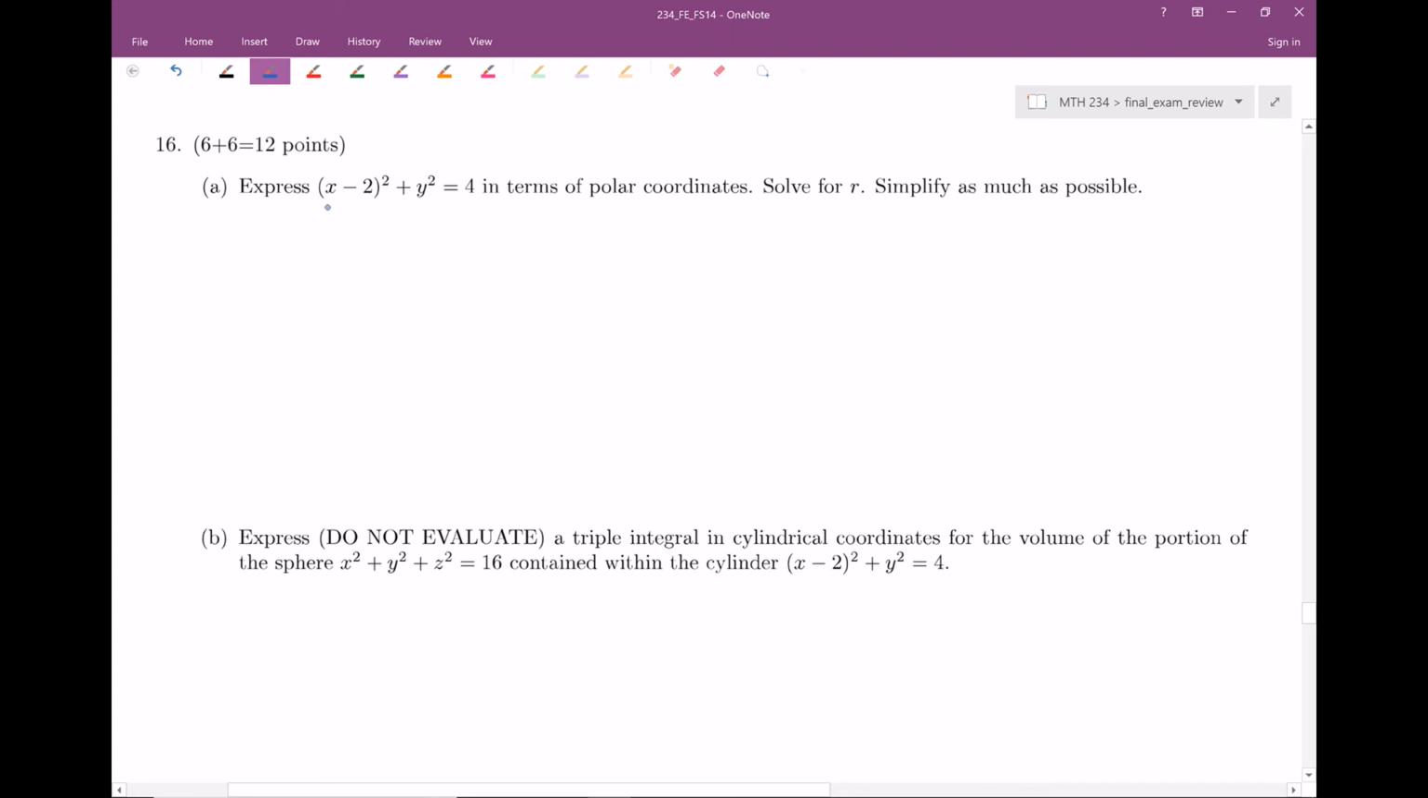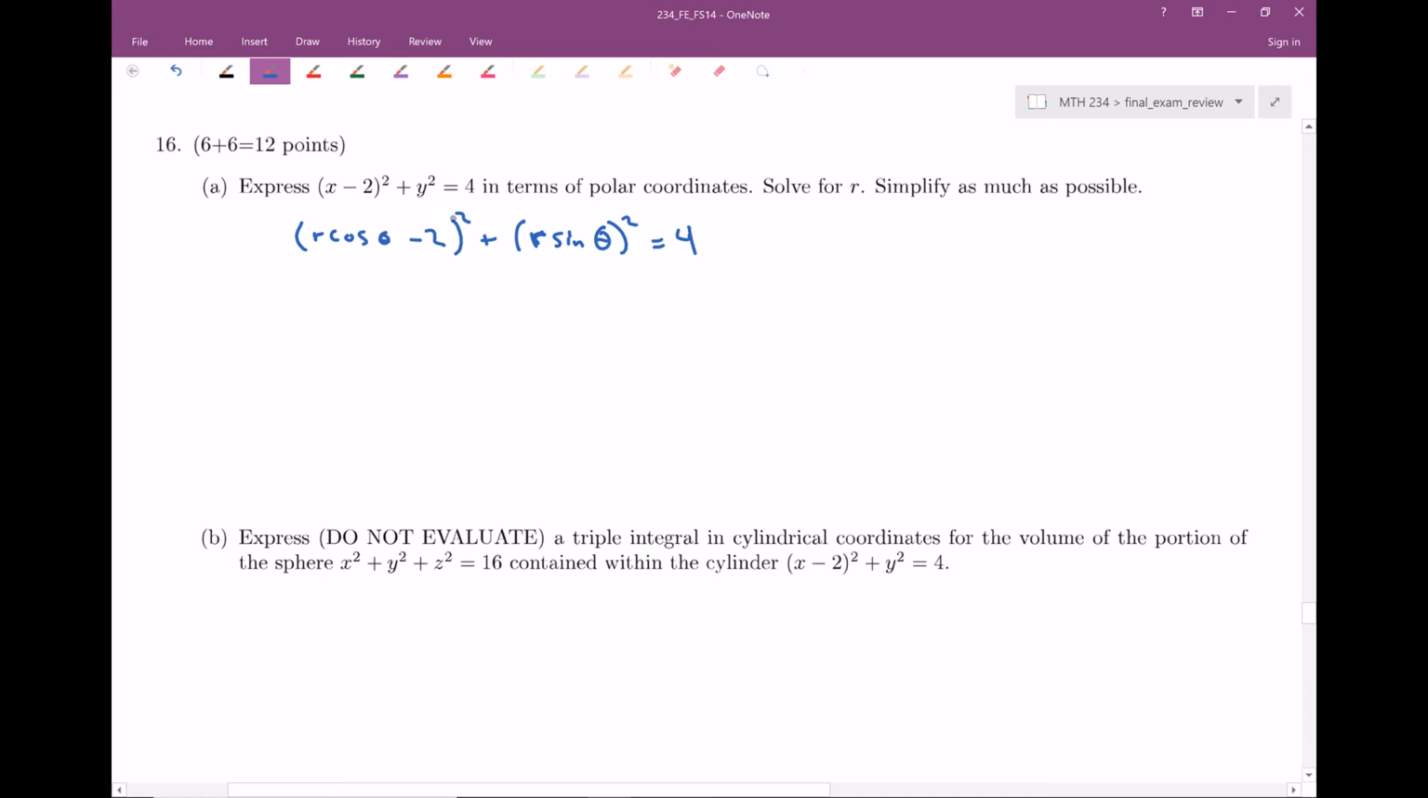I need to remember that x is the same thing as r cosine theta, minus 2. We're going to square that. We're going to add it to y squared. Remember, y is the same thing as r sine theta. Square that, and this is going to be equal to 4. And my goal is to try to solve for r.